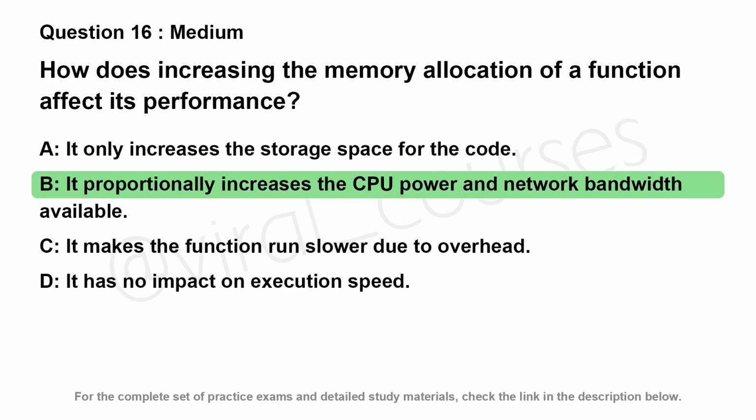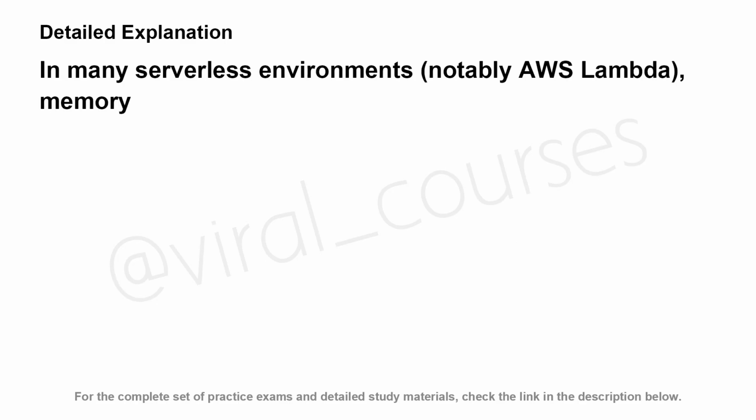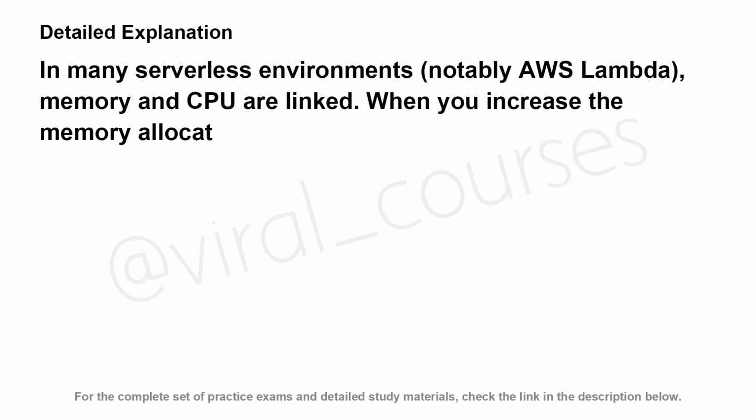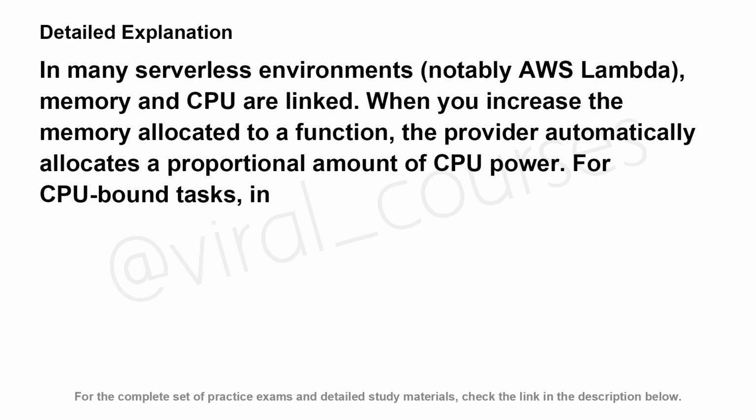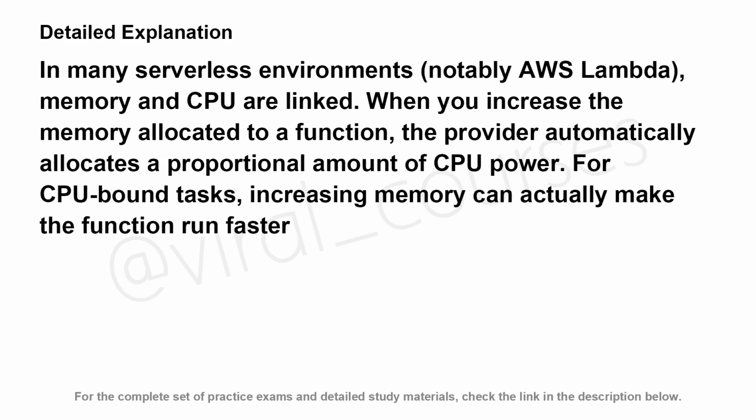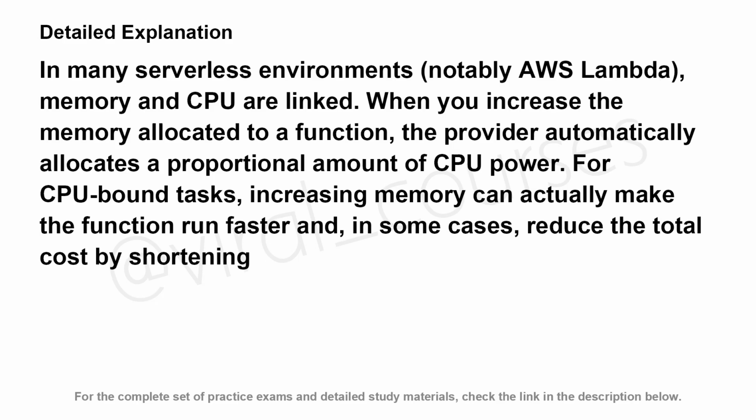The correct answer is B. In many serverless environments, notably AWS Lambda, memory and CPU are linked. When you increase the memory allocated to a function, the provider automatically allocates a proportional amount of CPU power. For CPU-bound tasks, increasing memory can actually make the function run faster and, in some cases, reduce the total cost by shortening the execution duration.